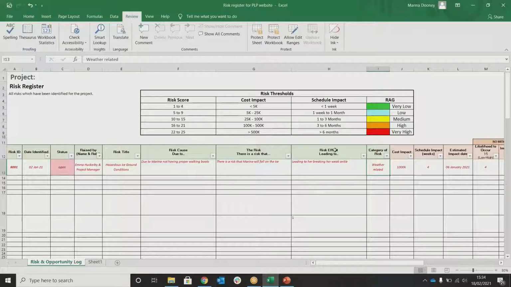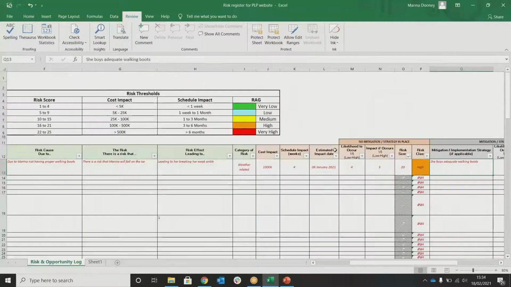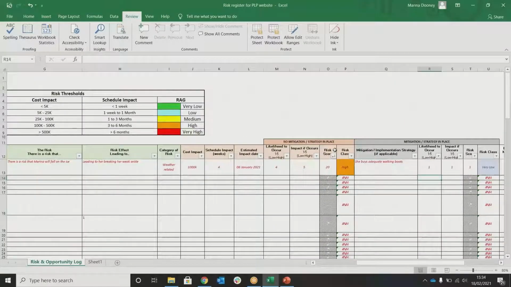It's just ease of filling out. When you go to it, there is a reasoning behind it. When you get to the pink area, that's all your cost related stuff. The pink is before mitigation, the grey is after mitigation, and then the orange at the end is for any comments or action due dates. It just helps a bit more visualization when you're adding the risks in.